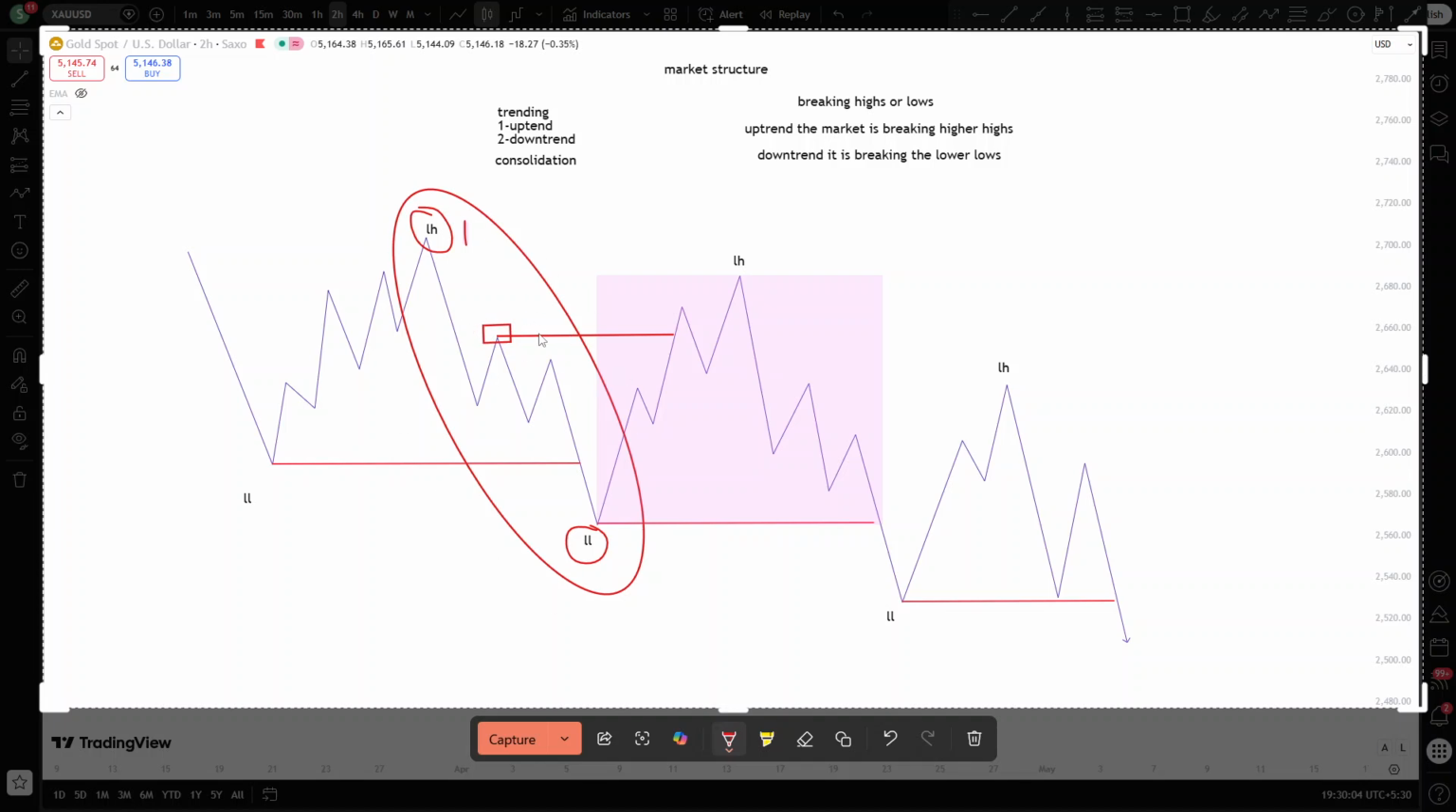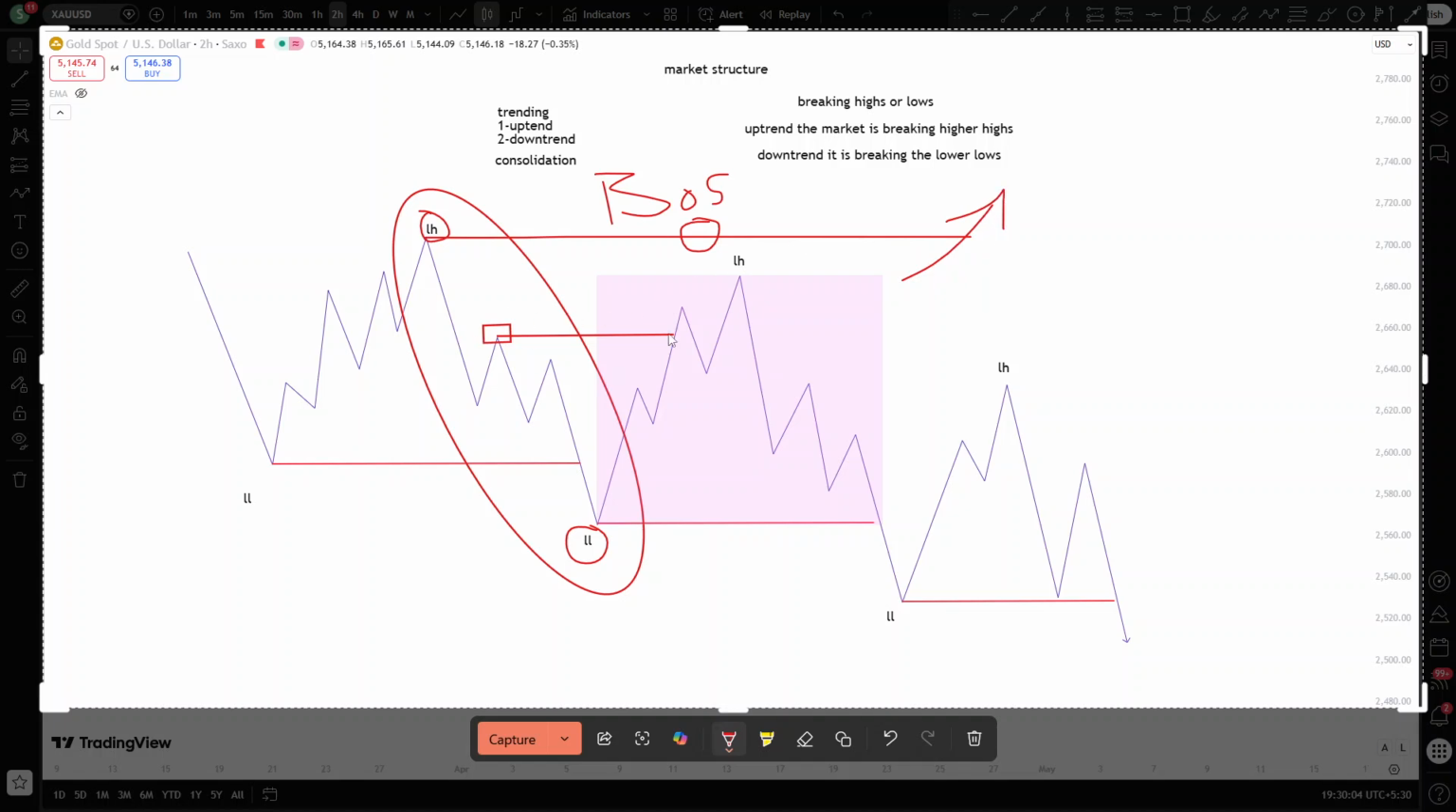This is just liquidity. We are not going to consider this as the change of character or as the change of direction. For us to say the market has changed direction, we have to make sure that the market gives us a breakout here. It breaks this lower high. That's when we can now start considering for buys.